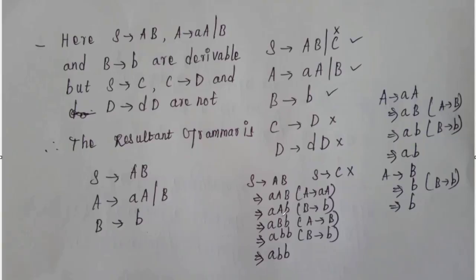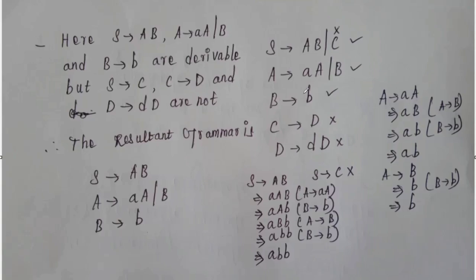Then A is replaced by capital B and B replaced by small b. Finally, you get the terminal symbols ab b. So S tends to AB is derivable. Next production, capital A tends to small a capital A or B. By replacing A, you will get capital B. Instead of B, if you substitute small b, you will get the terminal symbols ab. So AA is derivable. B already produces small b. So the entire production A tends to small a capital A or B is derivable.